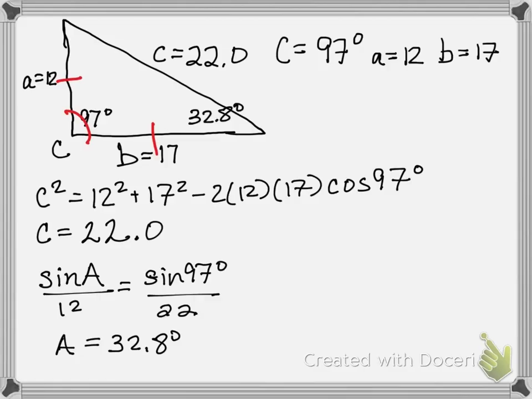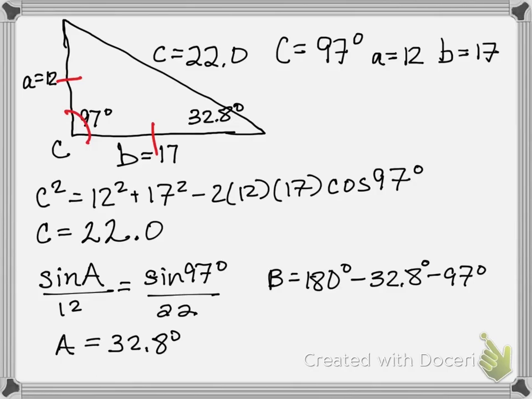And angle B is easy, right? Don't even need to use law of sines anymore. I can just use the rule of 180. So 180 minus, and that will give me angle B. I'm not going to do that calculation. You get the idea.